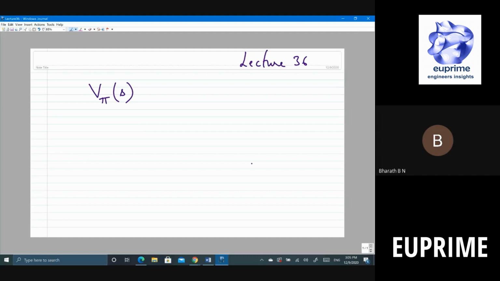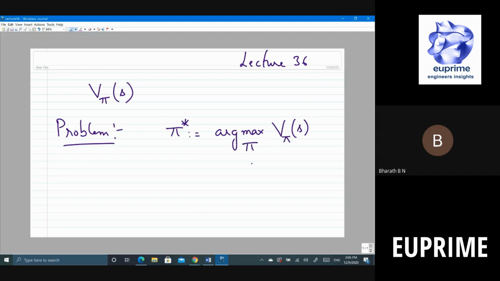In fact, what is it that I want to do? So the problem is the following: I want to find the policy. That means I want to find a pi star, which is nothing but the arg max of this V pi of S. You maximize over all policies pi. You take different policies and see what value you get when you start from some state S, and let me call that pi star.